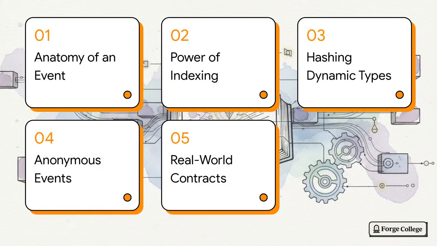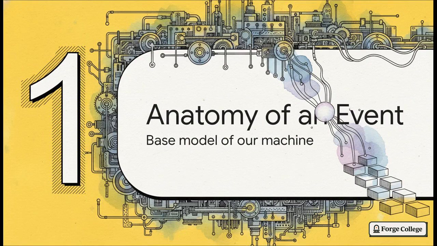All right, let's quickly breeze through our schematic index for the day. We've got the anatomy of an event, the power of indexing, the somewhat quirky hashing of dynamic types, going ghost mode with anonymous events, and then we'll tie the whole shebang together with real-world smart contracts. Okay, Section 1, the anatomy of an event.